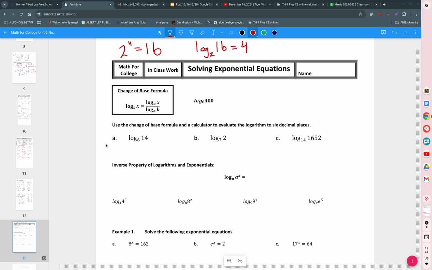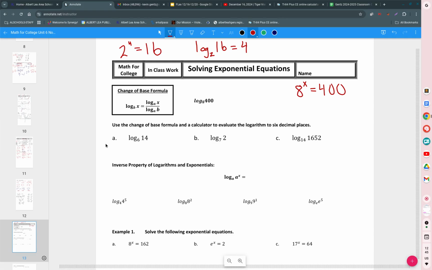And why are logarithms important? Well, here's one reason why logarithms are important. Suppose I had this equation for you. 8 to what power is equal to 400? Suppose that was the question. 8 to what power is 400?